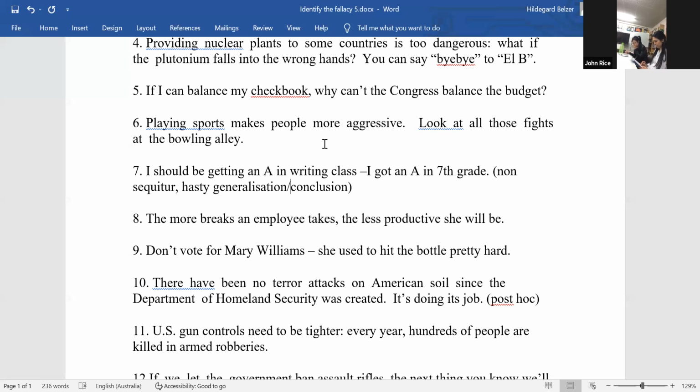Number 9 sounds like ad hominem. Yeah, ad hominem, correct. Yes, it is an ad hominem. What does ad hominem mean?